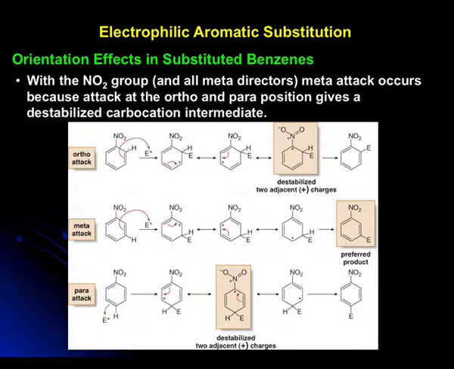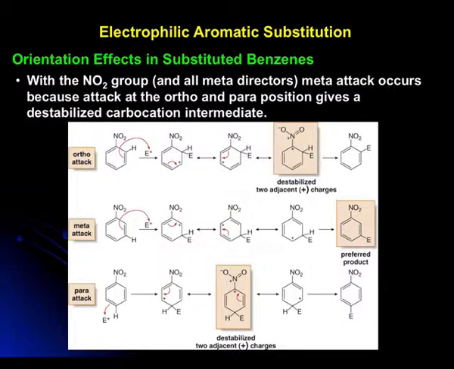Now, if you look at nitro, which is a strong electron withdrawing group, it's a strong deactivator, right? You can clearly see why the ortho attack is not preferred. Because if the electrophile goes at the ortho position, you get a carbocation which can be resonance delocalized to where we have two positive charges next to one another. Is that a good thing or a bad thing? It's very bad. That's why the nitrobenzene doesn't direct ortho very much.